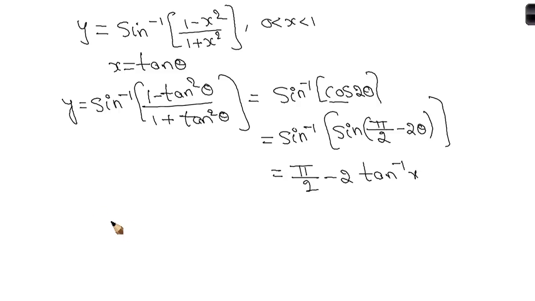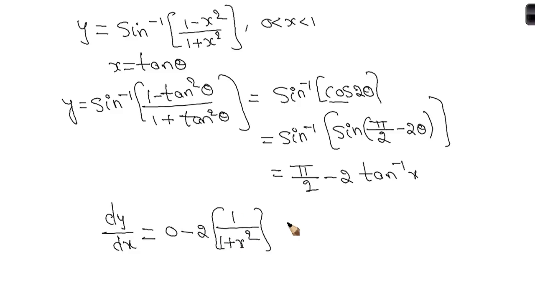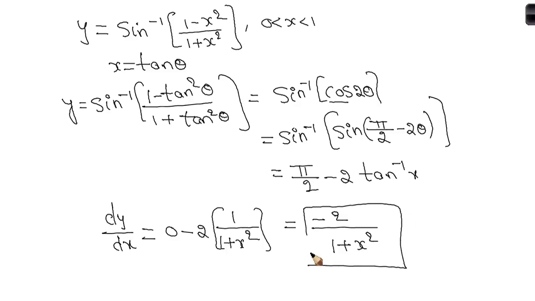This is y. So dy by dx would be the derivative of pi by 2, which is 0, minus 2 times the derivative of tan inverse of x, which is 1 by 1 plus x square. So this would be minus 2 upon 1 plus x square. You can go through the solution once again. I shall wait for a few seconds, then we can solve 3 more questions. Then we are done.